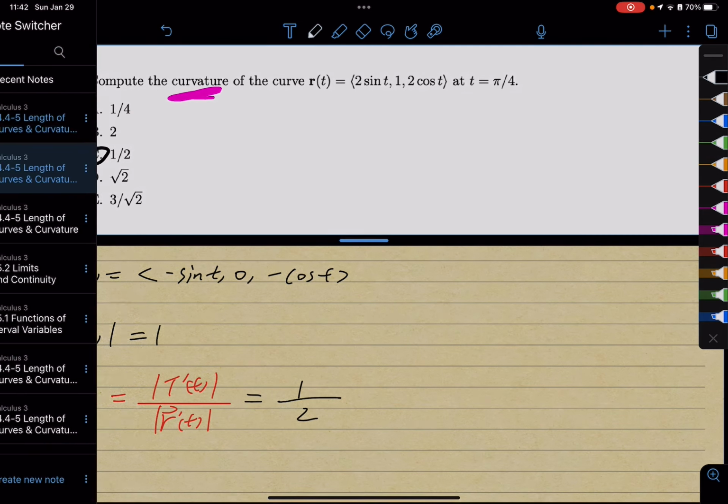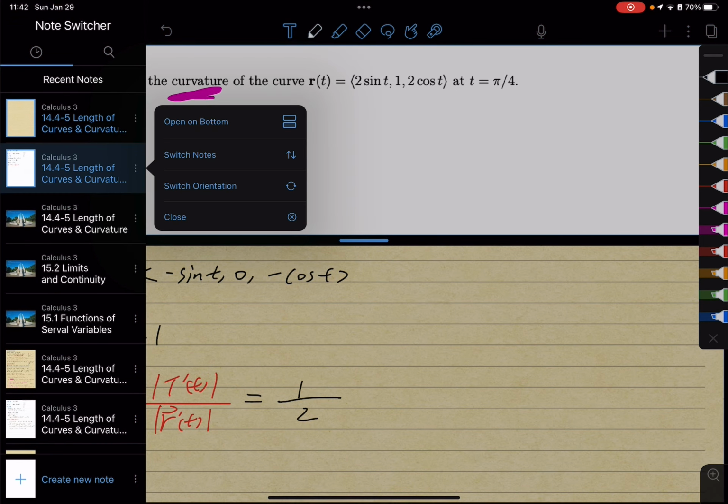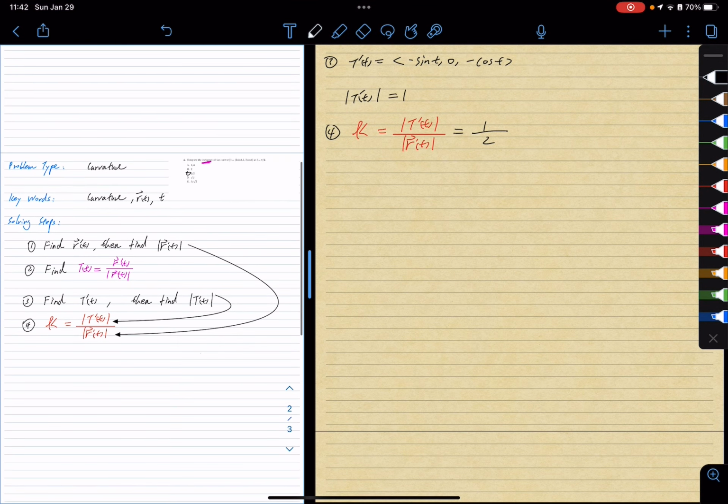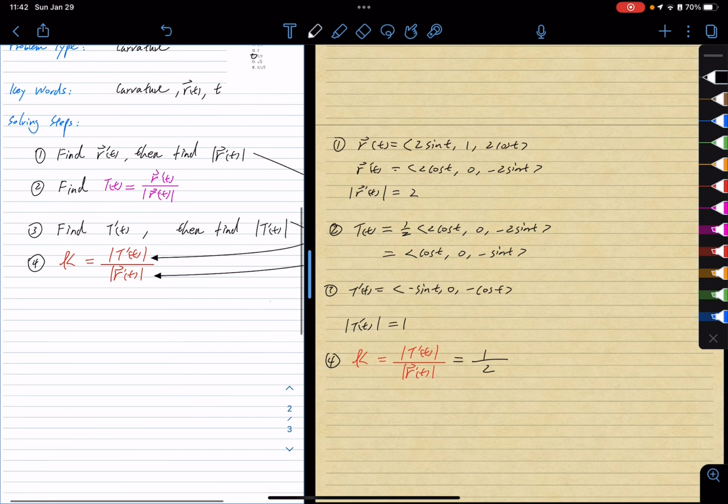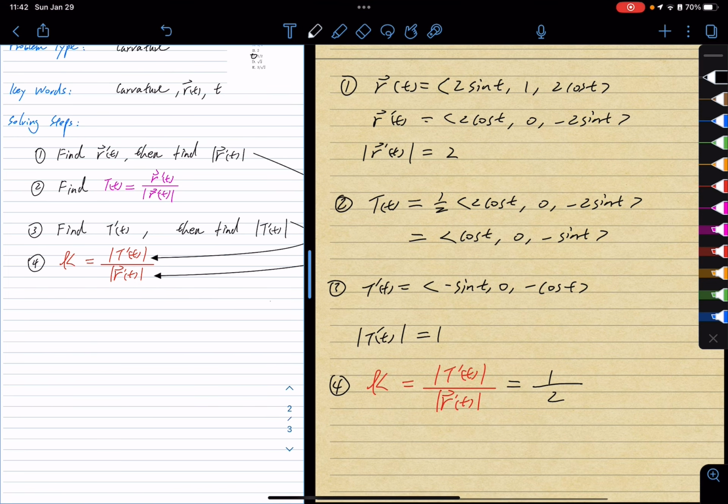Right, so I think this is also a pretty straightforward type of question, right? You just need to memorize the equation, and then you can find the components that make up the equation, and then you can finally assemble the parts and get the answer.